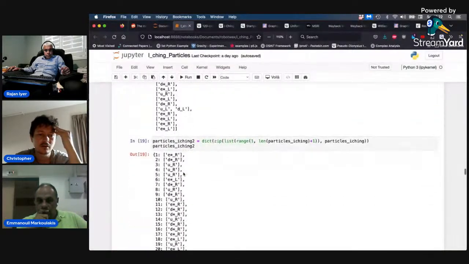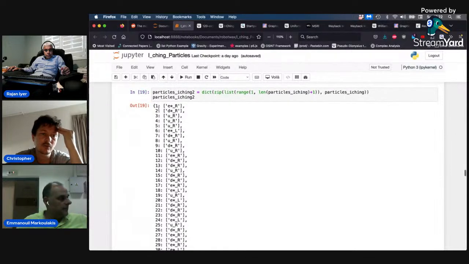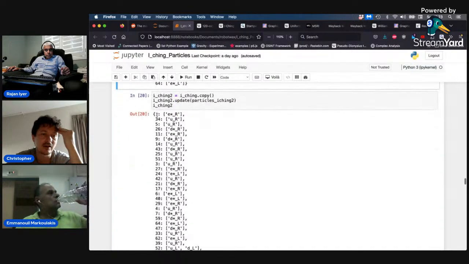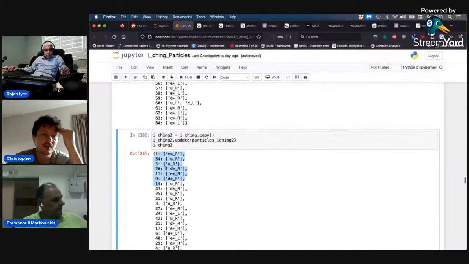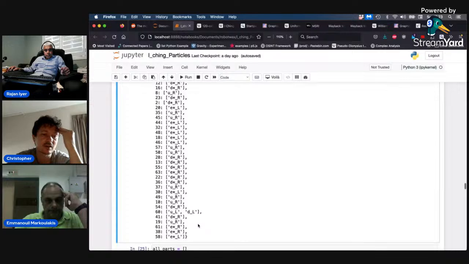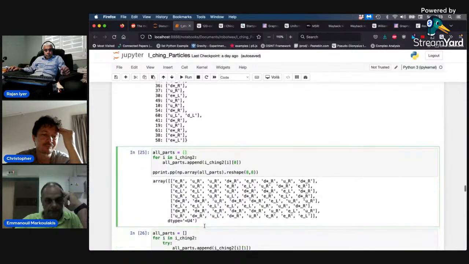Okay, so now we have this. And so we've achieved that here. Here's the King-Wen order down the left side, and here are the associated particles. Except for this outlier here, all of them are unique. So that's a really good sign.